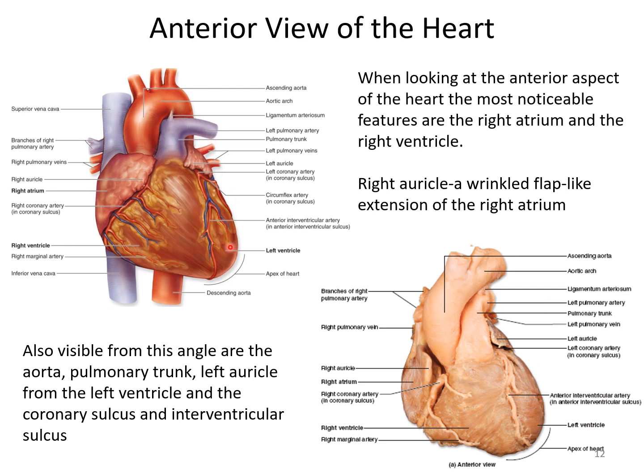You can see the left ventricle. So again, left auricle, left ventricle. And then the coronary sulcus and the interventricular sulcus. Coronary sulcus here, here's the right one, here's the left one. Interventricular sulcus here, interventricular sulcus here. So just some standout features that you can see when you're looking at the anterior side of the heart.